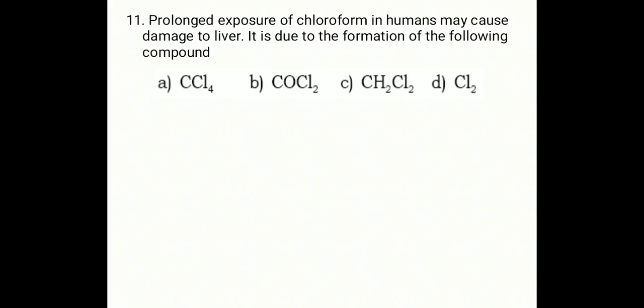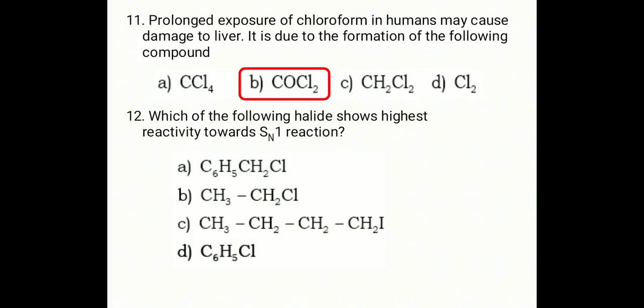Then 11th one, prolonged exposure of chloroform in humans. This is a direct question from the textbook. If you see in the chapter haloalkanes and haloarenes, phosgene is the gas which is going to form, that is COCl2.